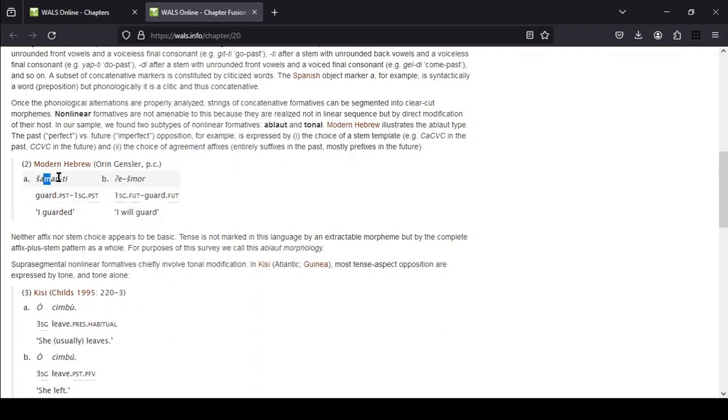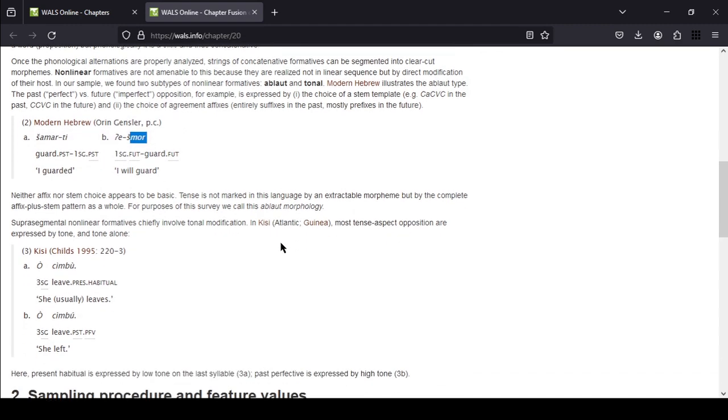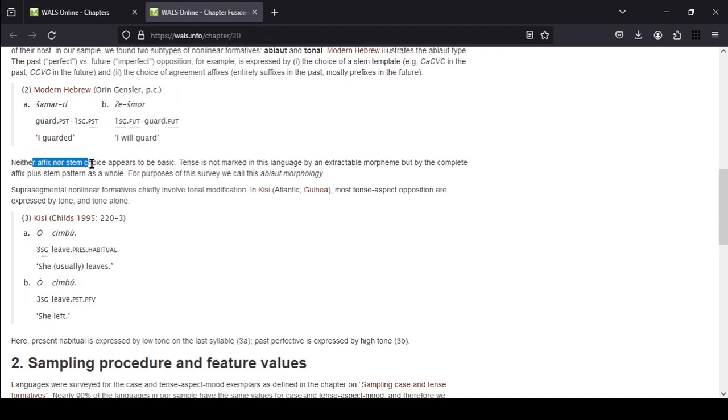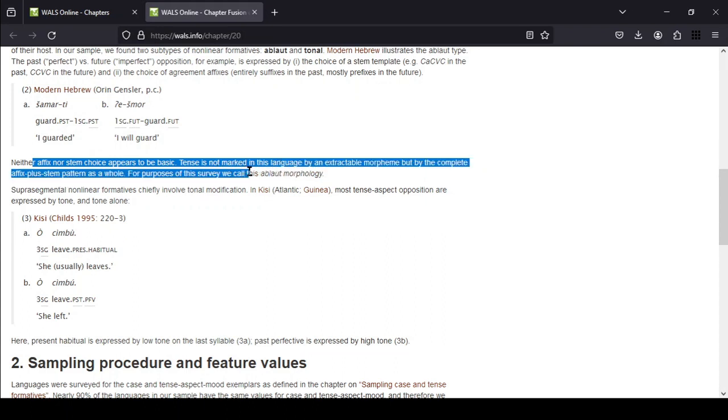So here we have some nonlinear formatives for the past and some nonlinear formatives for the future. And you can see it's nonlinear because the word itself changed and the order in which things happen changes. Neither affix nor stem choice appears to be basic. Tense is not marked in this language by an extractable morpheme, but by the complete affix plus stem pattern as a whole. For purposes of this survey, we call this ablaut morphology.